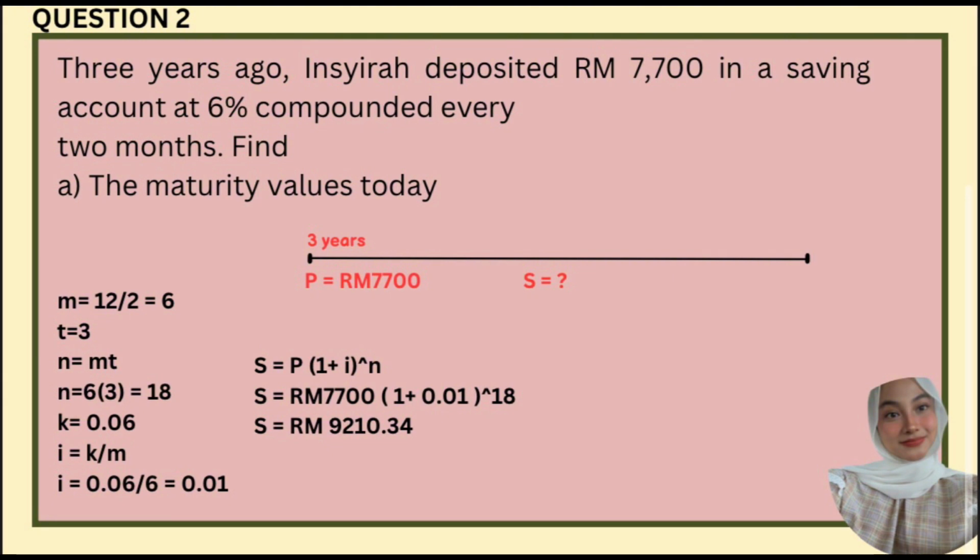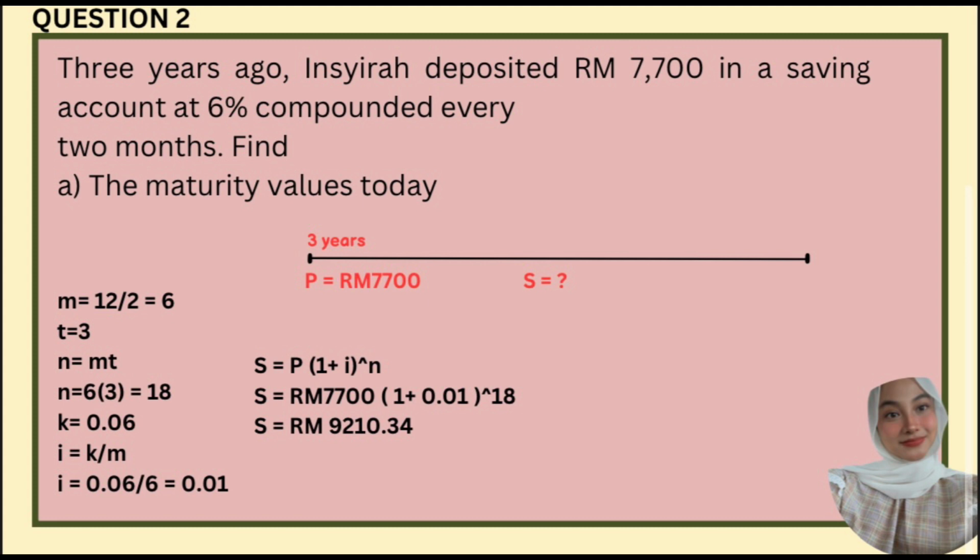We know that M is equal to 12 over 2, that is 6, and the period is 3 years. For the number of interest periods, N, equals 6 times 3, we will get 18. For the nominal interest rate, K, we just write 6%, or 0.06. And the periodic interest rate, I, equals K over M, 0.06 over 6, we will get 0.01.